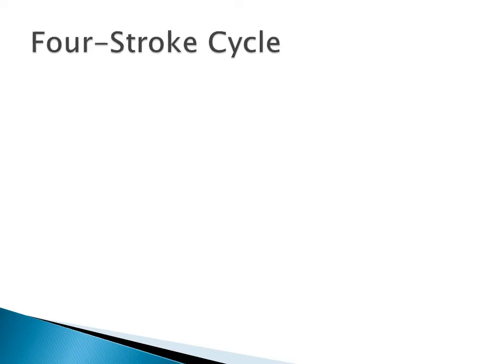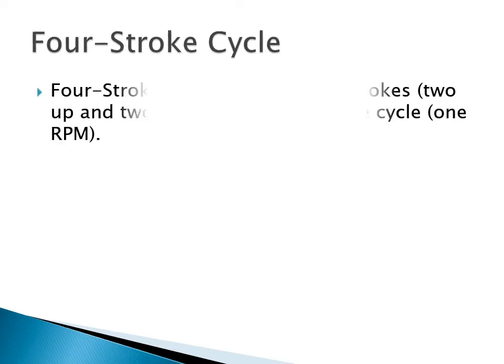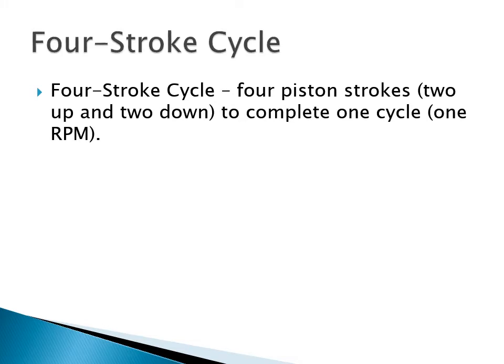All right, we made it to the four-stroke cycle. I love it. So essentially, the four-stroke cycle is four piston strokes. You're going to have two up and two down, which is going to complete one cycle or one RPM. Anybody know what an RPM is? Revolutions per minute.